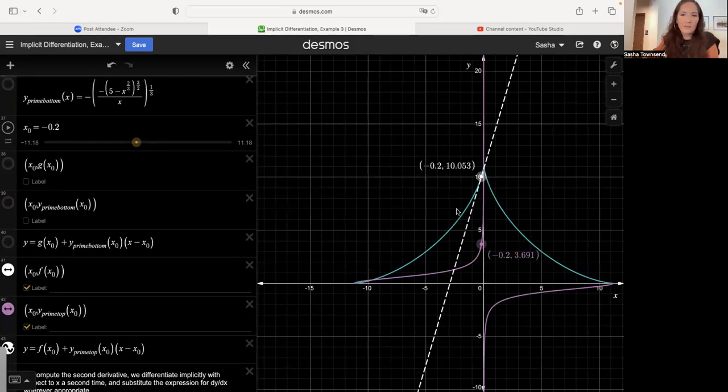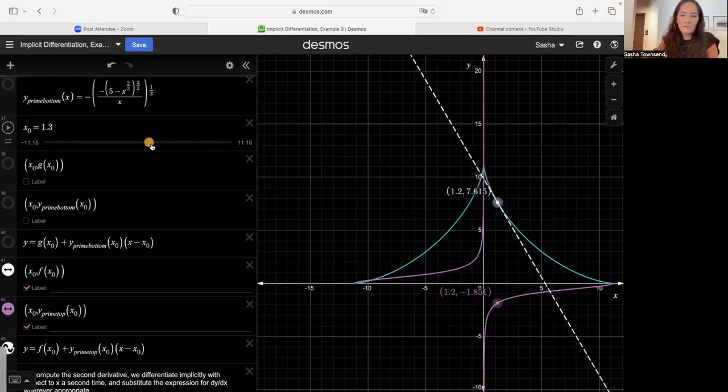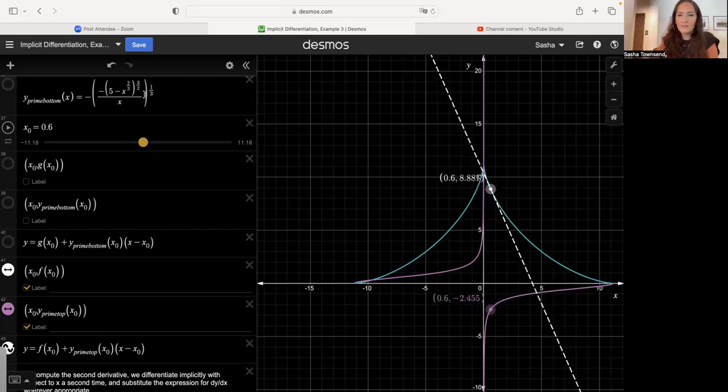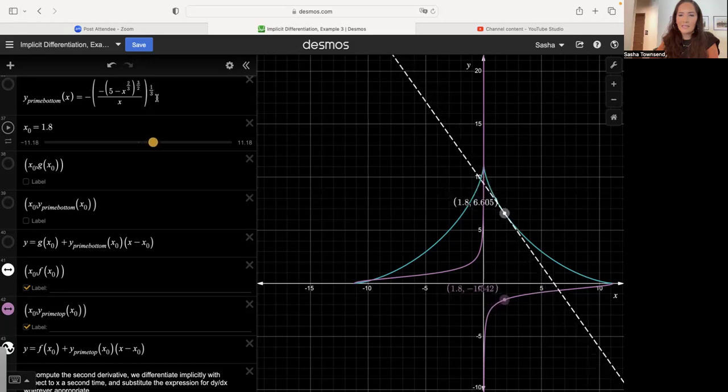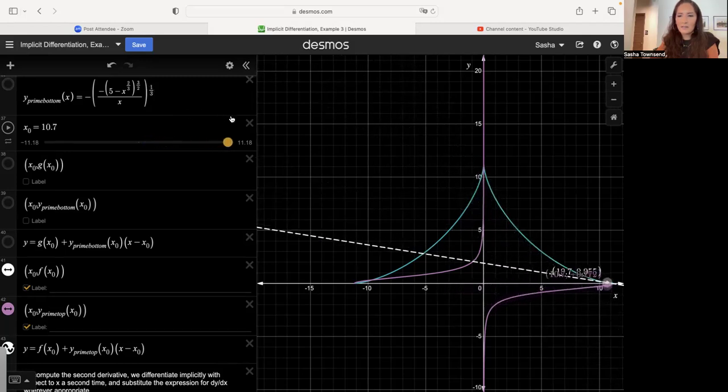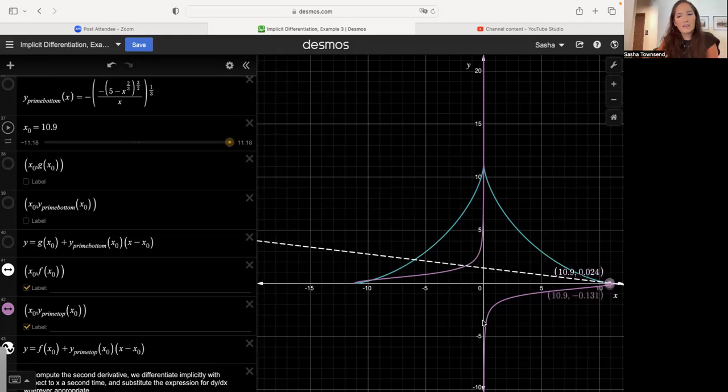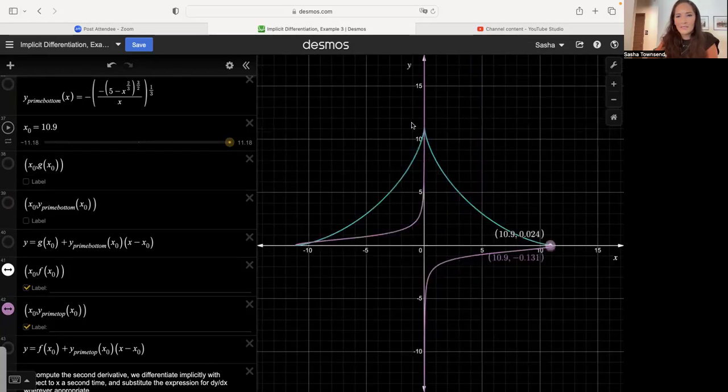Then if we go from this left half to the right half, we see the slope is very large and negative, but then it gets less negative and less negative and less negative, and then it approaches 0. So the slope is still increasing over here, even though the slope is initially negative. So in that case, when the graph looks like that, we call it concave up. This is concave up, and this is concave up.